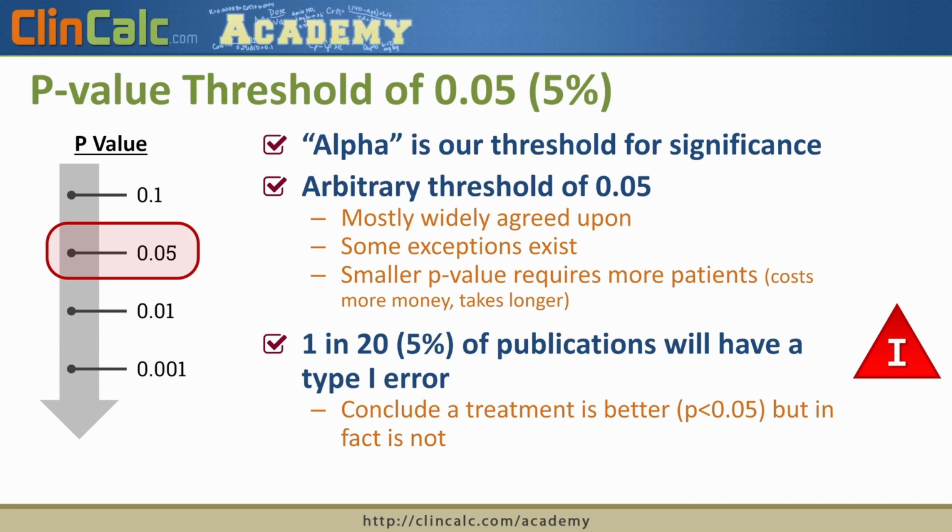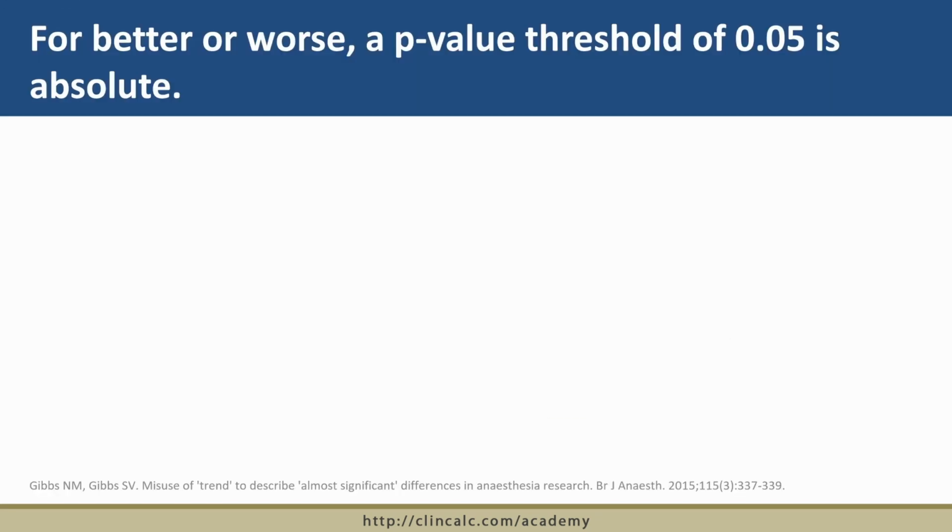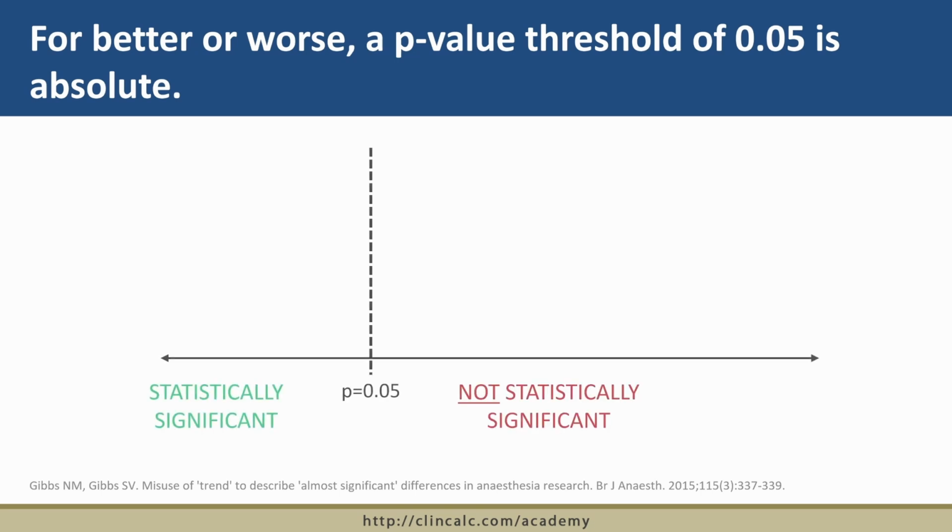What that means, though, is that 1 out of 20 publications, or 5% of the time, we will encounter a type 1 error, where we conclude that atorvastatin is better than pravastatin, or that treatment A is better than treatment B, when in reality it is not. Now, for better or worse, the p-value threshold of 0.05 is considered absolute. If you're less than 0.05, we consider that to be statistically significant. And if you're more than 0.05, you're not statistically significant, which means that we would accept the null hypothesis in that case.